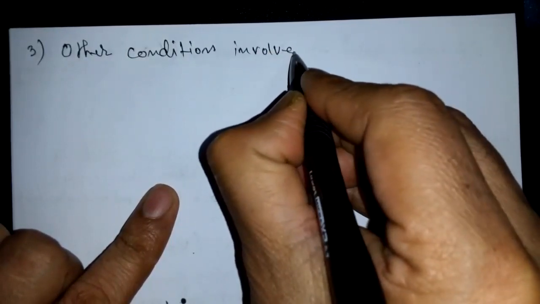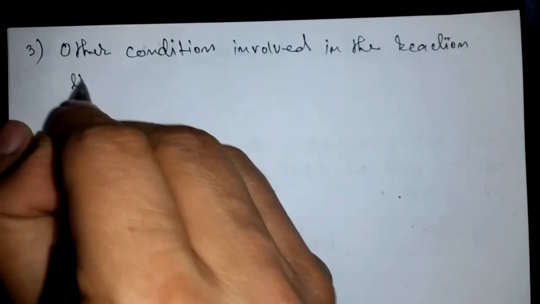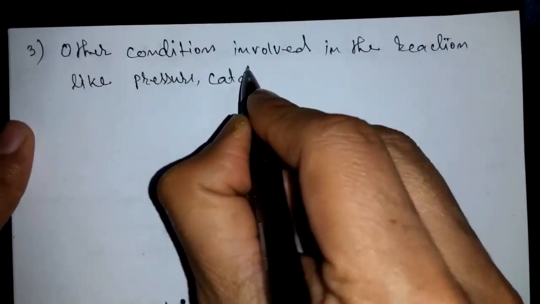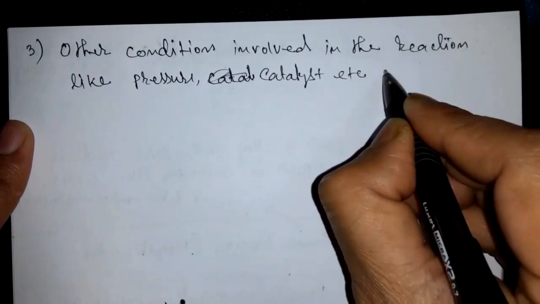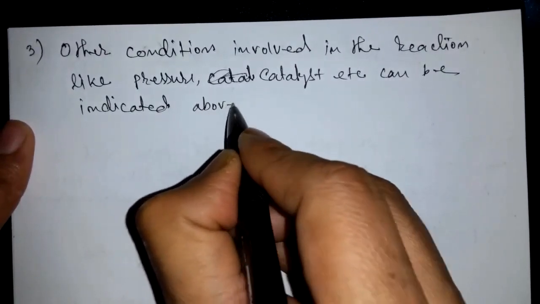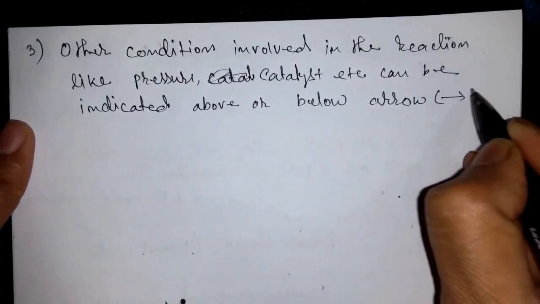Now one more point we can add. Other conditions involved in the reaction, like pressure, catalyst, etc., can be indicated above or below the arrow sign.